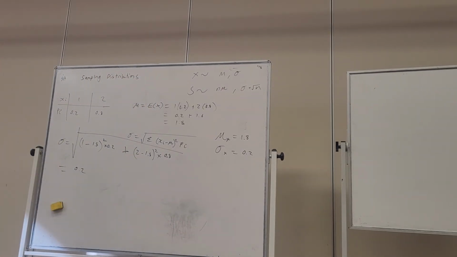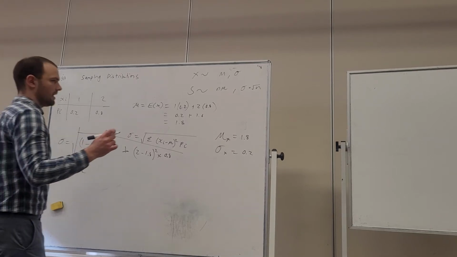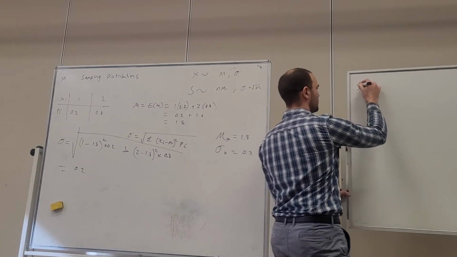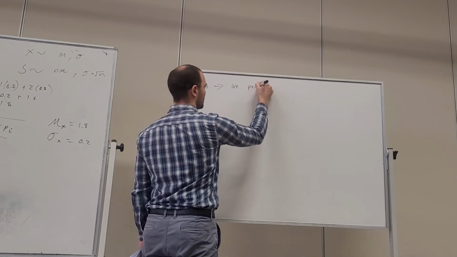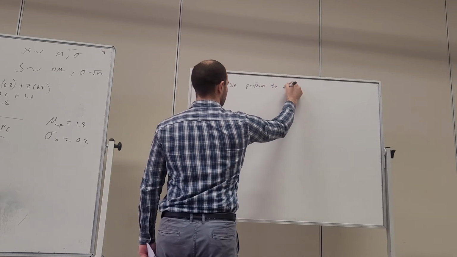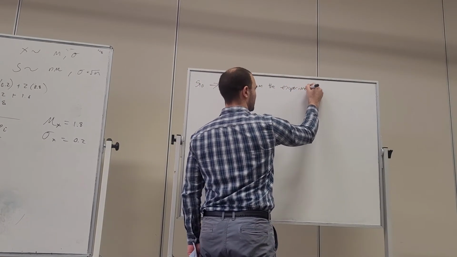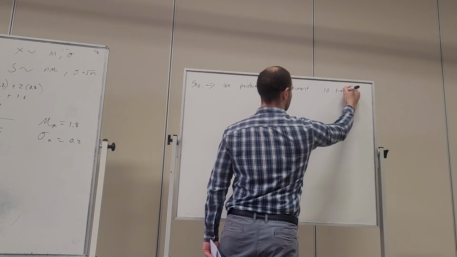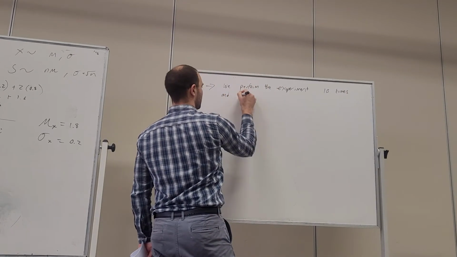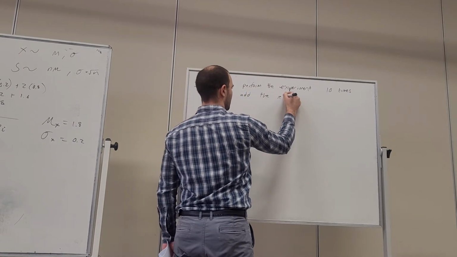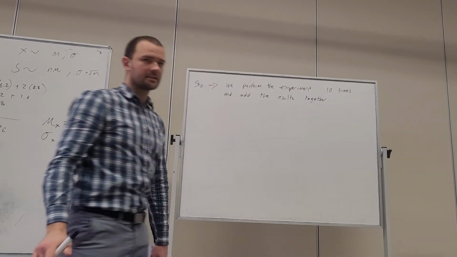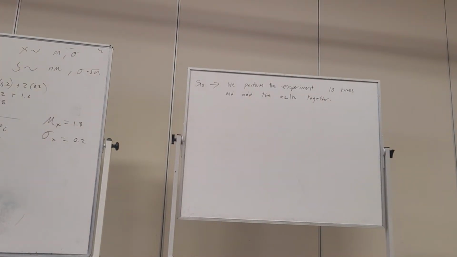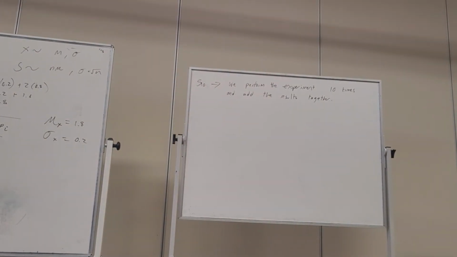What does it say to do next? State the meaning of S10. S10 occurs when we perform the probability experiment, flipping a coin or spinning a dial, 10 times and add the results together. That gives us the random variable S10. We perform the experiment 10 times and add all the results together.